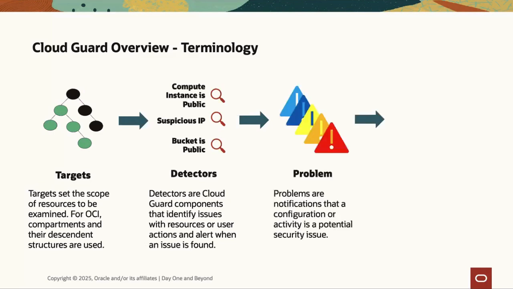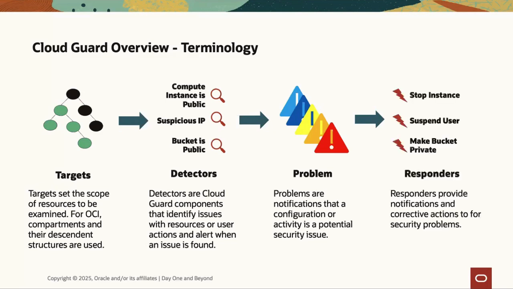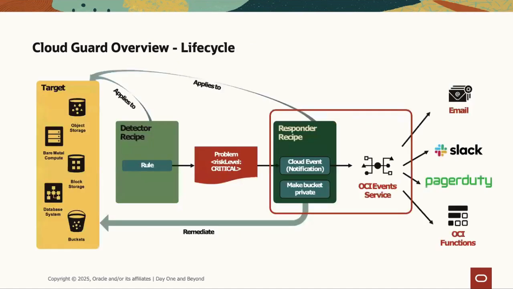And this problem ticket gives you the ability to take a look and see what the resource is, what the issues are, why the problem ticket actually surfaced. And then you will have the ability to respond to that. So you can respond to it either with an automatic response or some sort of manual remediation process. So let's take a look at the life cycle.